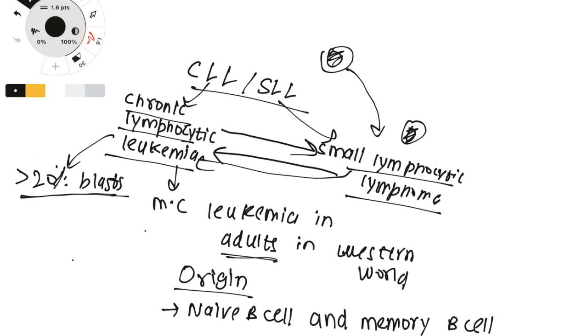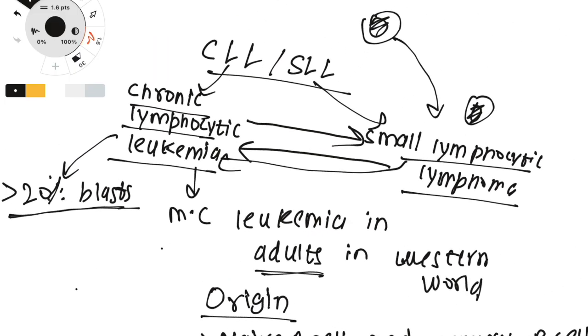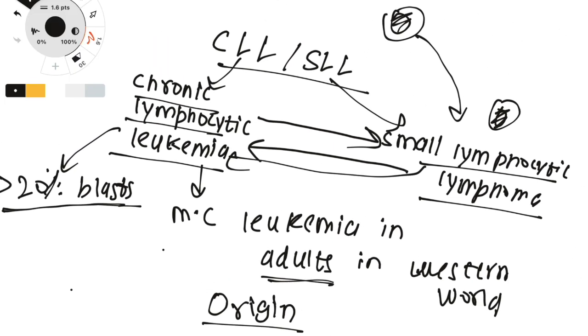Hi, I will be talking about chronic lymphocytic leukemia/small lymphocytic lymphoma, its tissue counterpart, in my third video of the series of WBC neoplasms. Here I will be talking about chronic lymphocytic leukemia, which is the most common leukemia in adults in the Western world. And as you can see here, chronic lymphocytic leukemia and small lymphocytic lymphoma are part of a single entity.